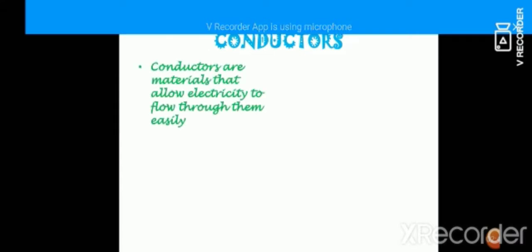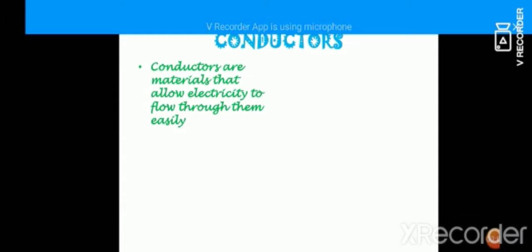What are conductors? I want to believe you have heard the word conductor before. The popular conductors we know are those bus attendants, those public bus attendants. We call them conductors, but here we are talking about electrical conductors, not bus conductors. So what are electrical conductors? Conductors are materials that allow electricity to flow through them easily. Let me go over that again. Conductors are materials that allow electricity to flow through them easily.